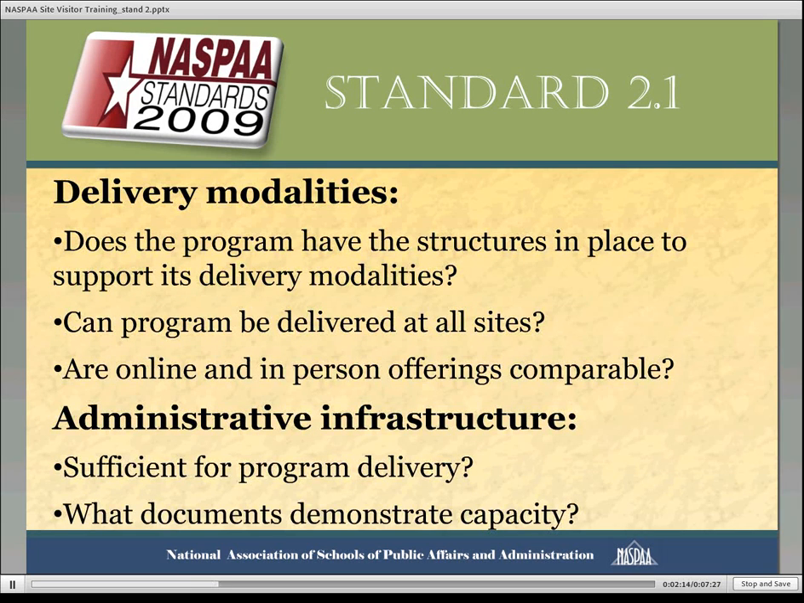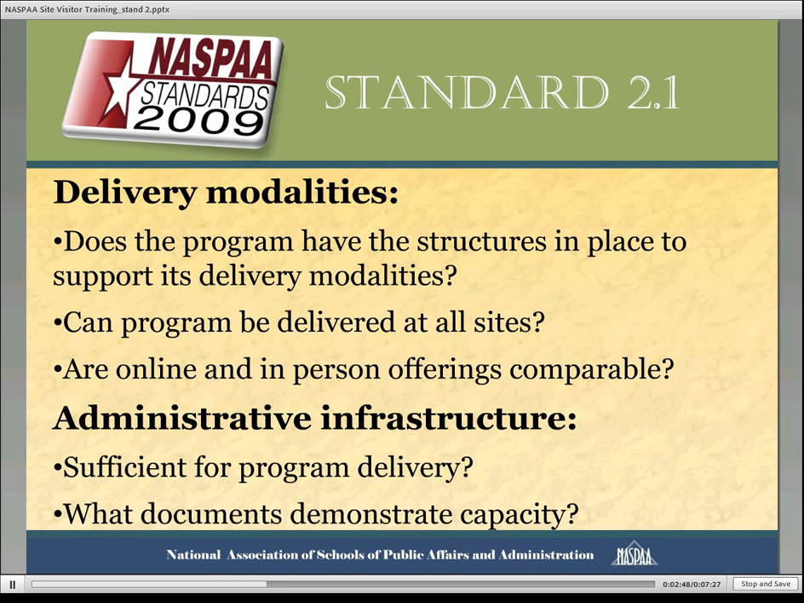With regard to Standard 2.1, there are a number of delivery modalities, as we've talked about, that are available to students. And the question for the site visit team is, does the program have the structures in place to support all of its delivery modalities? It very well may be that some programs have only one delivery modality, the traditional format, but often programs have chosen different types of modalities in addition to the traditional format, and they may have off-site campuses, or they might be using online systems for connecting with students.